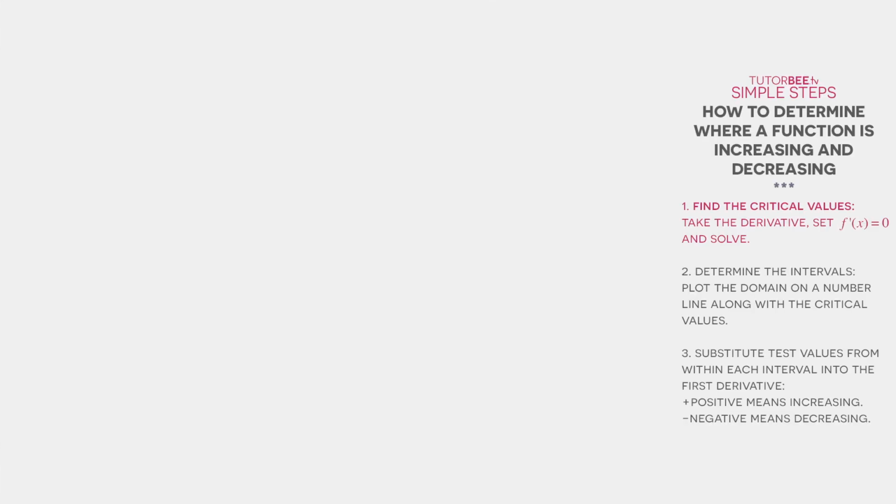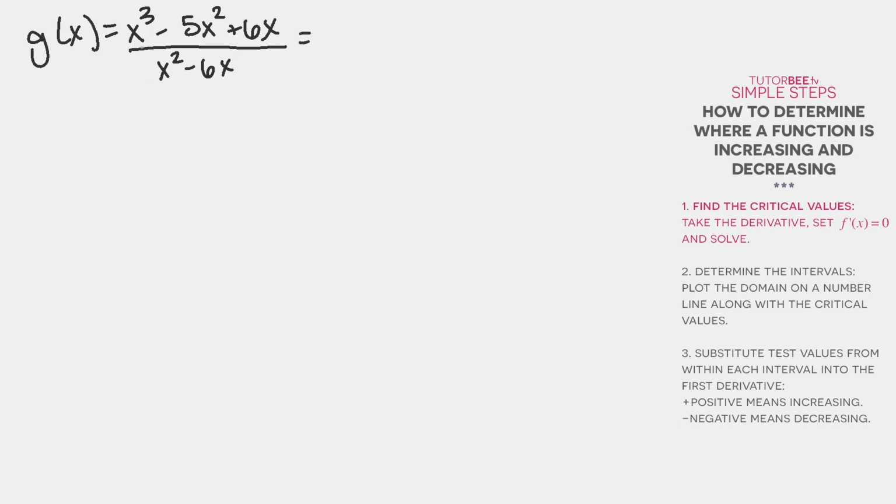Okay, let's try and find the intervals of increasing and decreasing for the function g. For the function g of x is equal to x cubed minus 5x squared plus 6x, all over x squared minus 6x. And in a previous tutorial, or even just by looking at it, you can see that an x cancels out in every term. So that implies that there's a hole at 0, but that's not going to affect the derivative.